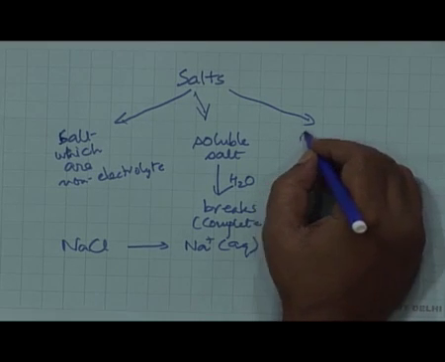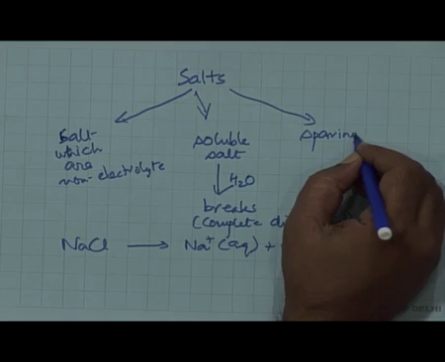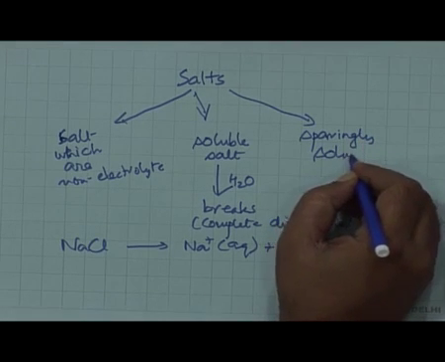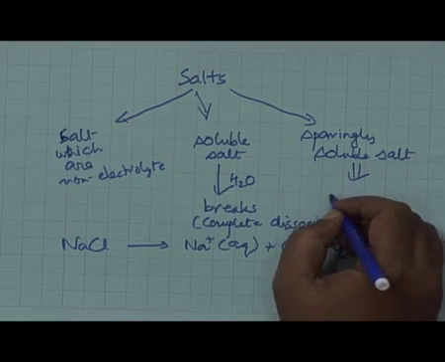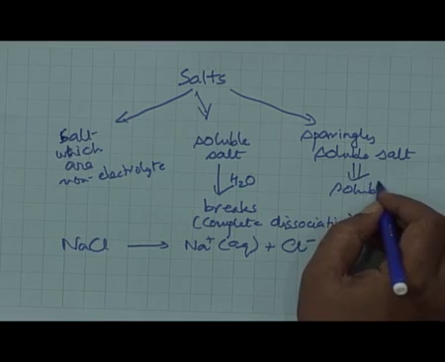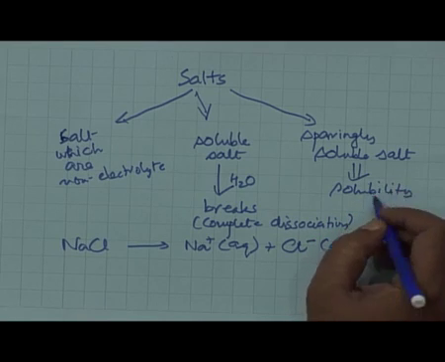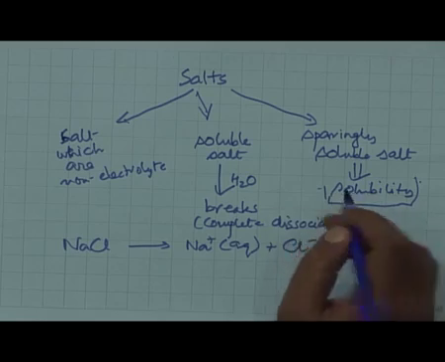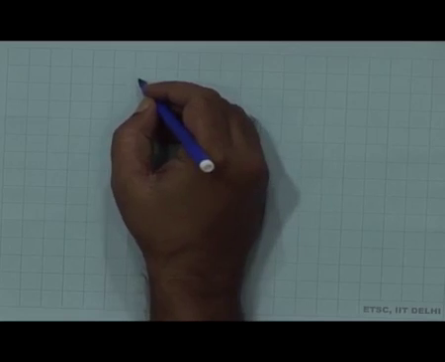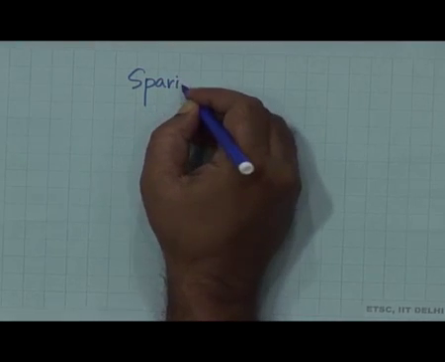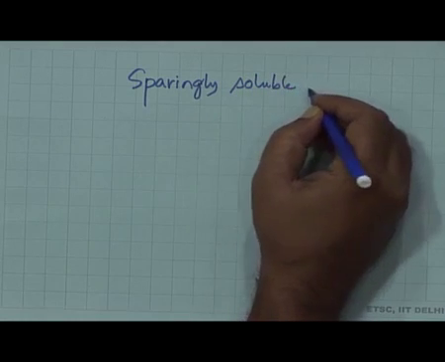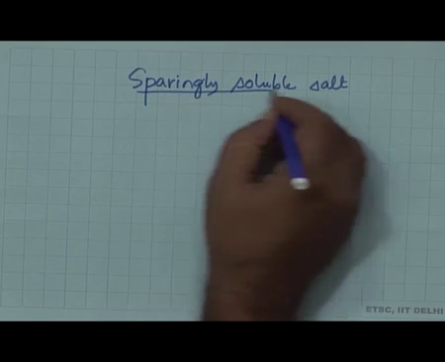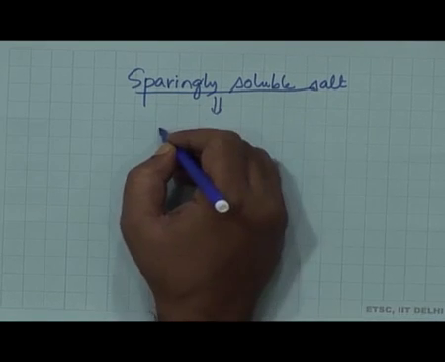And the last one is the sparingly soluble salt. Here we need to apply the concept of solubility, how soluble this is, and this is very important from the point of view of ionic equilibria. A lot of salts are sparingly soluble.